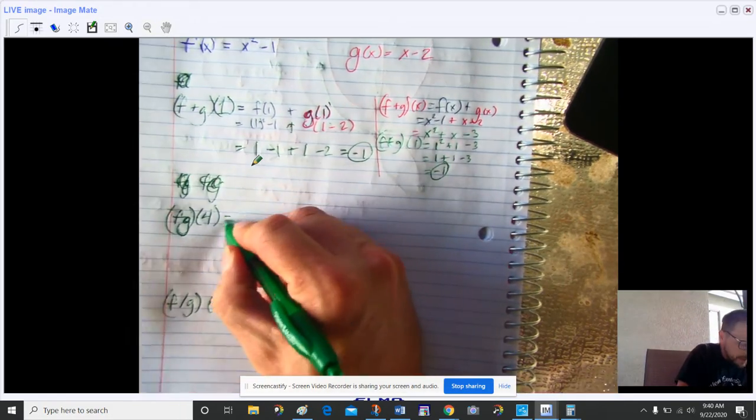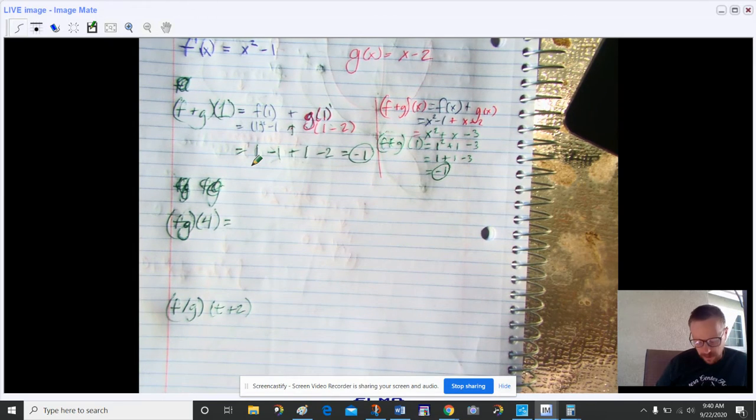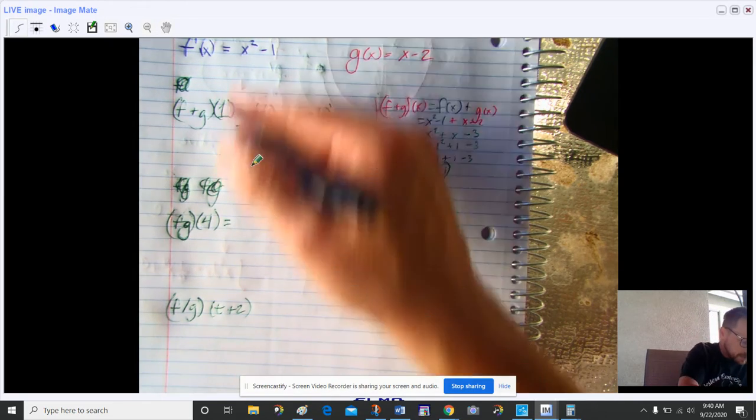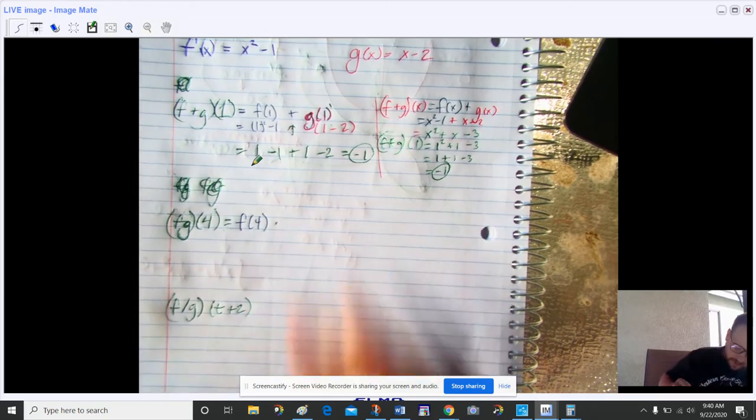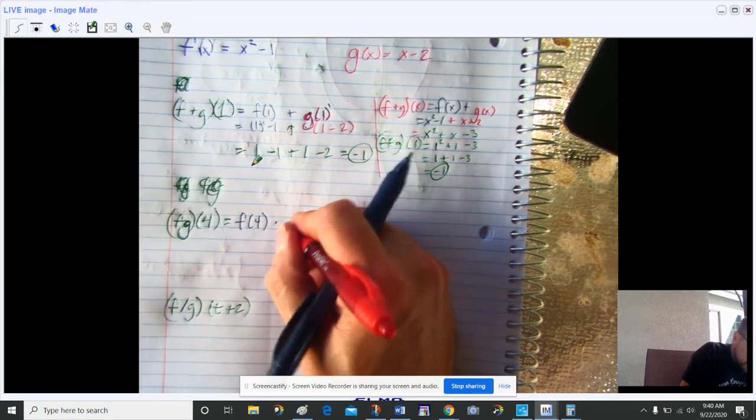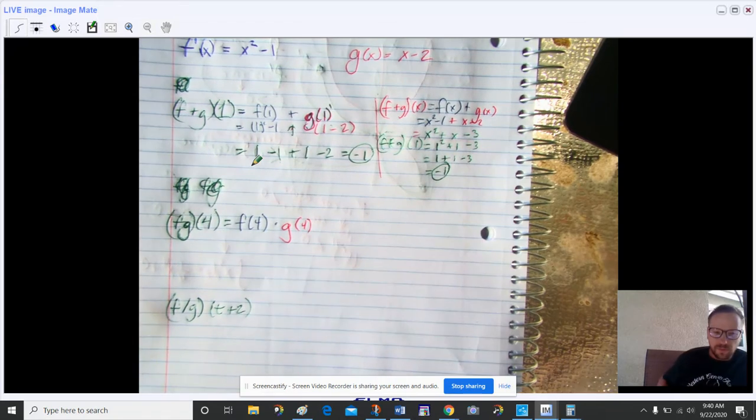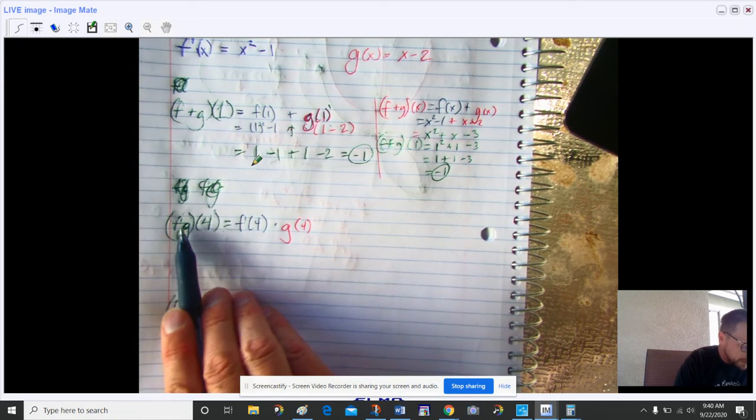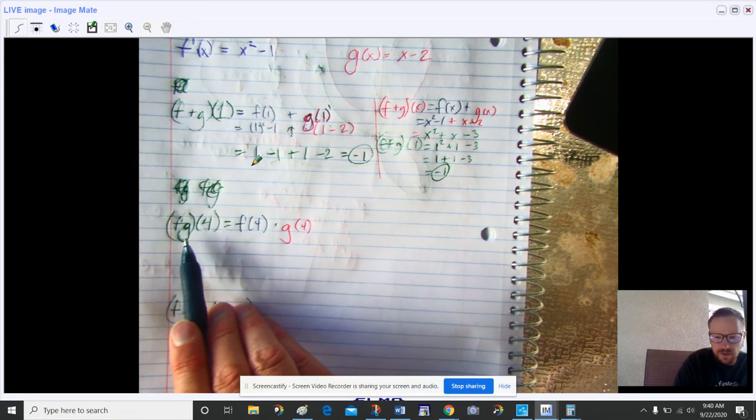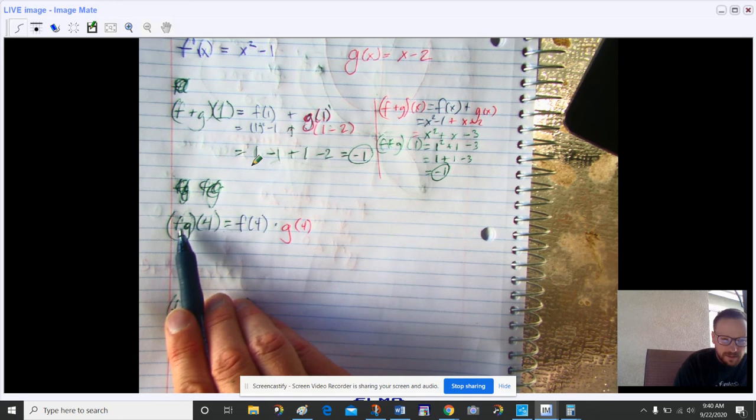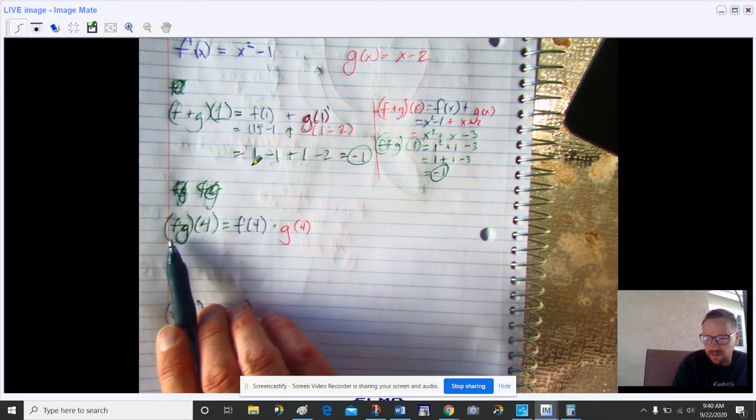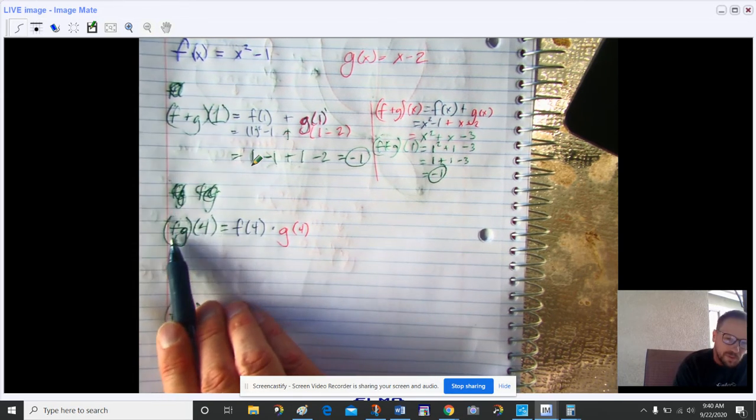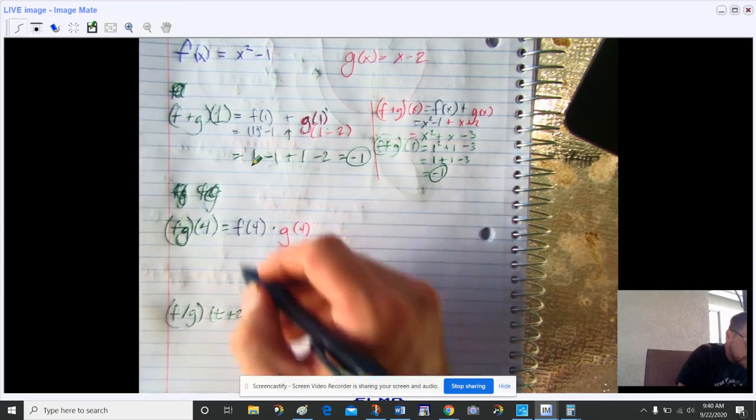So f times g of 4. So we could look at it either way. So then we could do f of 4 times g of 4 is what we want to do. So when we do the multiplying, there won't be anything in there. It's just going to be f and g, okay? They're not going to use an x for times because we don't do that anymore. We're not in 3rd grade anymore. We're not going to use a dot because of what we're going to talk about later this week. So we're just going to put them side by side next to each other.